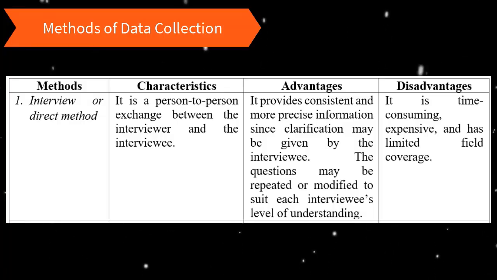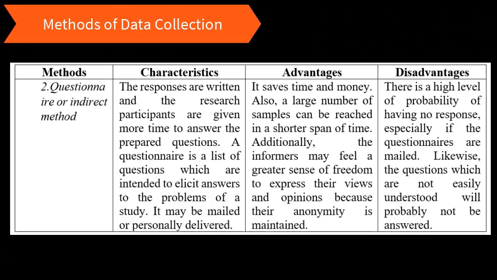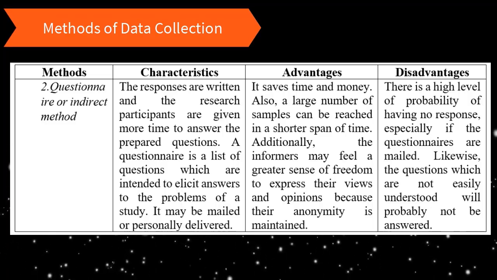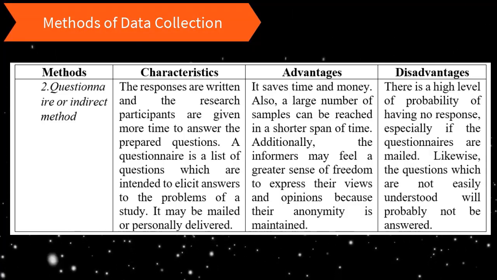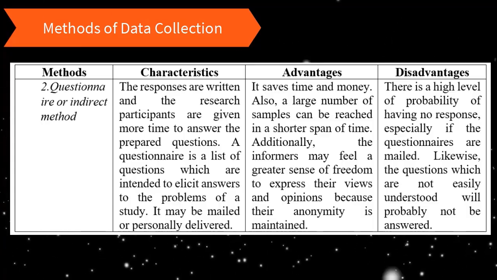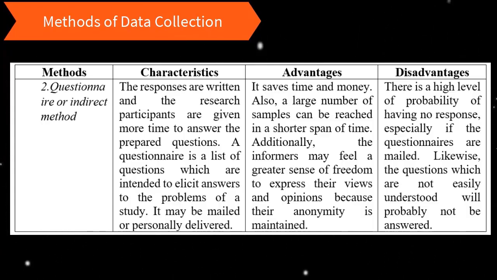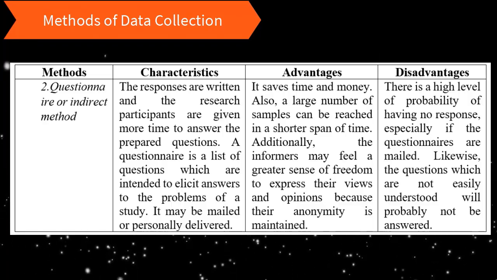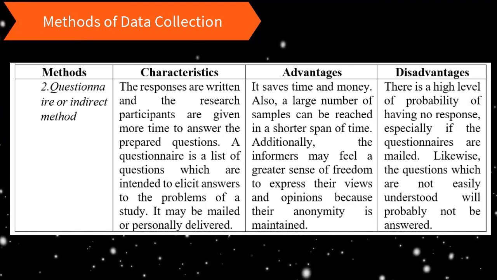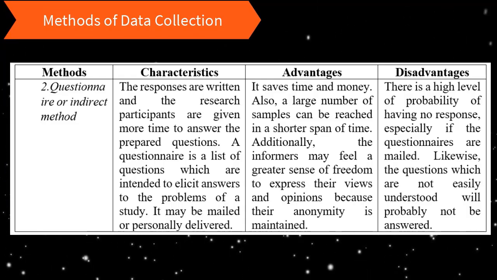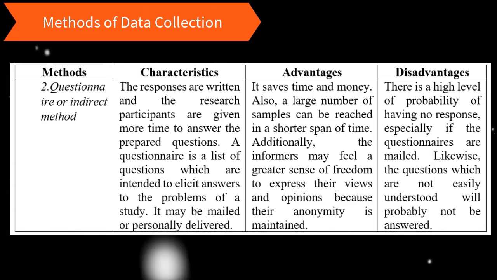Second method is the questionnaire or the indirect method. The characteristics of this: the responses are written and the research participants are given more time to answer the prepared questions. Advantages: it saves time and money, while the interview is so expensive. Also, a large number of samples can be reached in a shorter span of time. But one of the disadvantages is there is a high probability of no response, especially if the questionnaires are mailed.